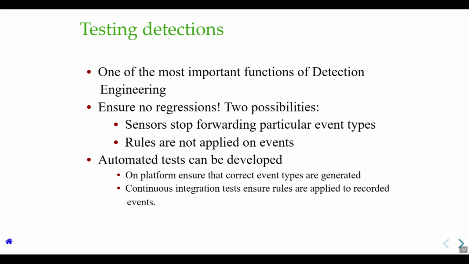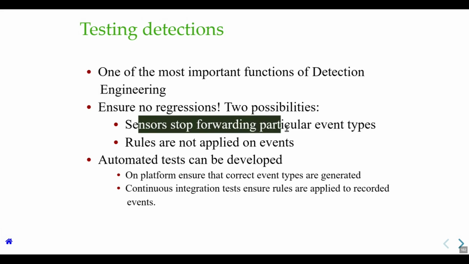We have to make sure that we write tests into our procedures to ensure that there's no regression. So what could go wrong once we have developed detections that work really well in the lab? How do we know that they're actually going to work in the field, for real attack detection? For example, a problem that could happen is that maybe the sensors stop forwarding a particular event type. Someone introduces a configuration change, and suddenly we're not forwarding those log files anymore, or someone changed the policy and suddenly we don't have certain fields in the event.